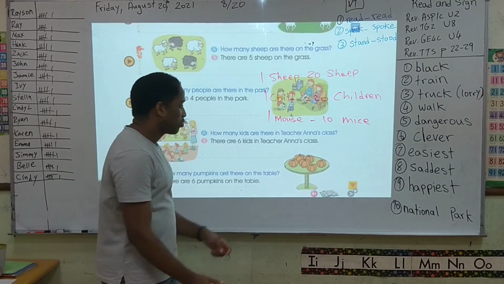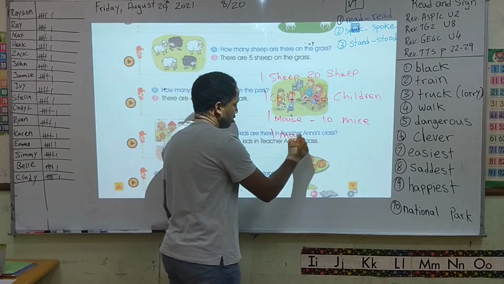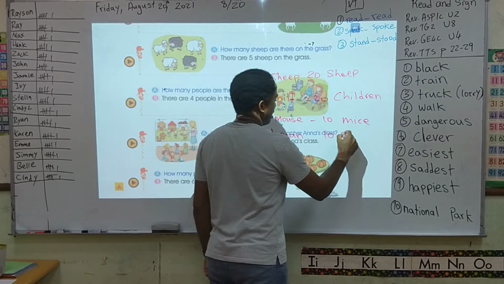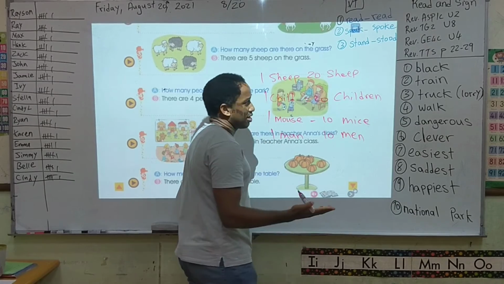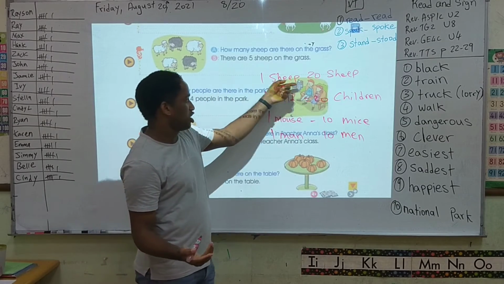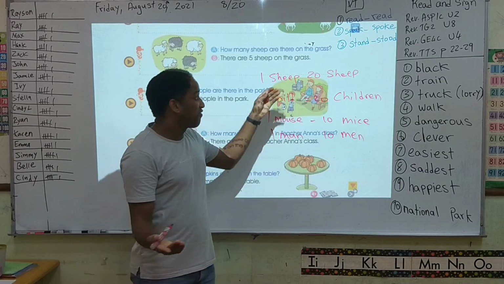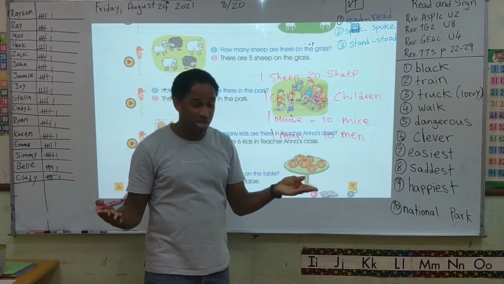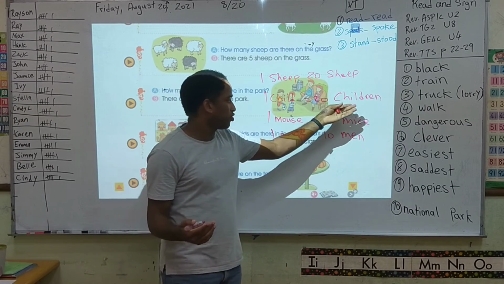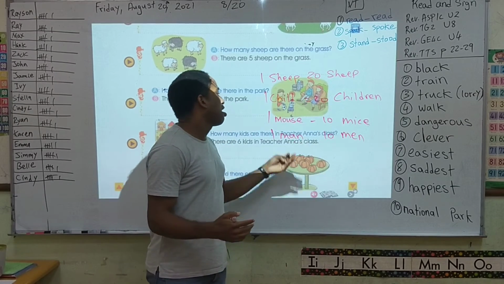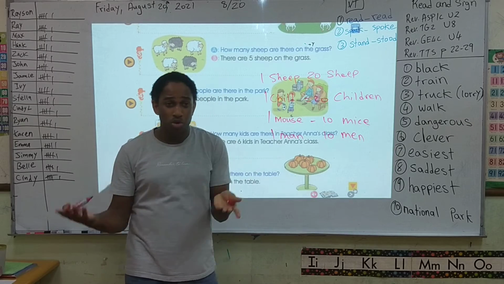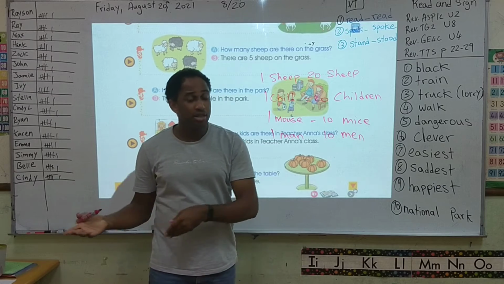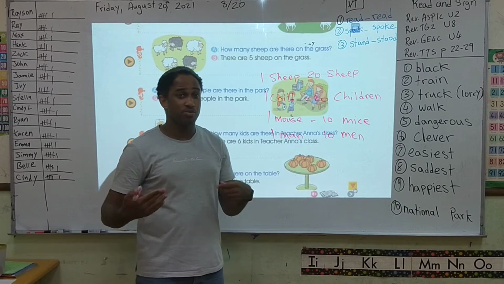How about this one? 1 man, 10 men. Good, men. So you see, the plural nouns can be, for example, sheep is the same. Also, furniture is the same, just like sheep. Child, children. Mouse, mice. Man, men. Woman, women. Policeman, policemen. Policewoman, policewomen. The plural changes.